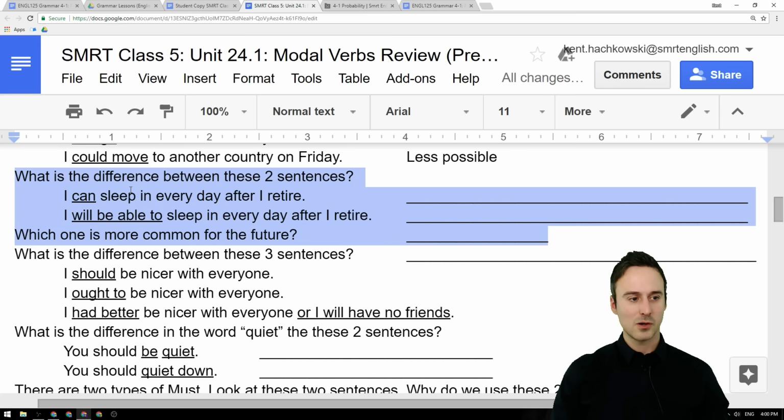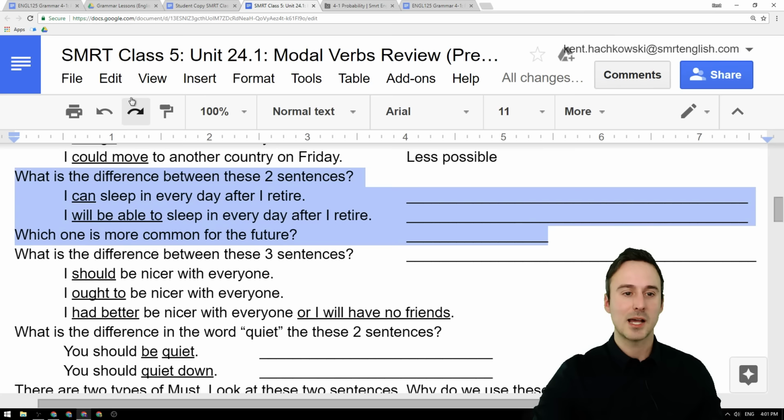You know, you can become capable to sleep. If you are able to sleep in every day after you become capable to sleep. I don't know if it's that tricky. I think we just don't say the first one, I can sleep in every day after retire. Yeah, you can. It just sounds more, if you have an option, sometimes we use will be able to.